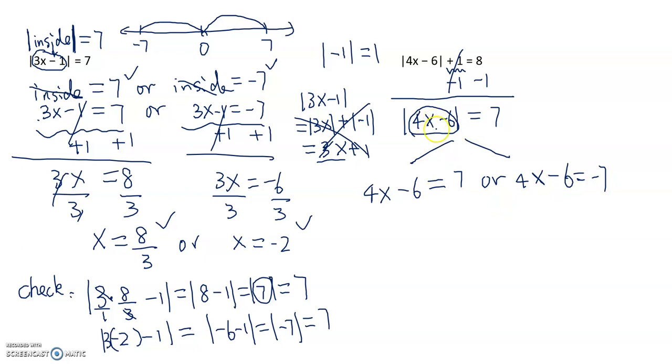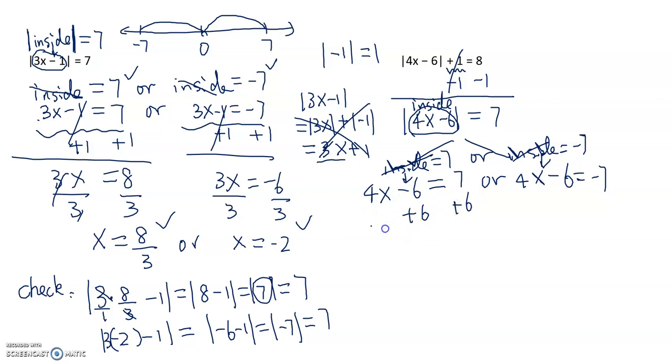Again, if it still confuses you, what I did is replace the inside with the word inside. The 4x minus 6, let's just temporarily forget about 4x minus 6. Just call it inside. So what could be the inside number? To get absolute value 7, of course, the inside number has to be 7, or the inside number has to be negative 7. And we plug 4x minus 6 back into inside, because the inside is 4x minus 6. So you replace that word inside back with 4x minus 6. Now we get these two equations.